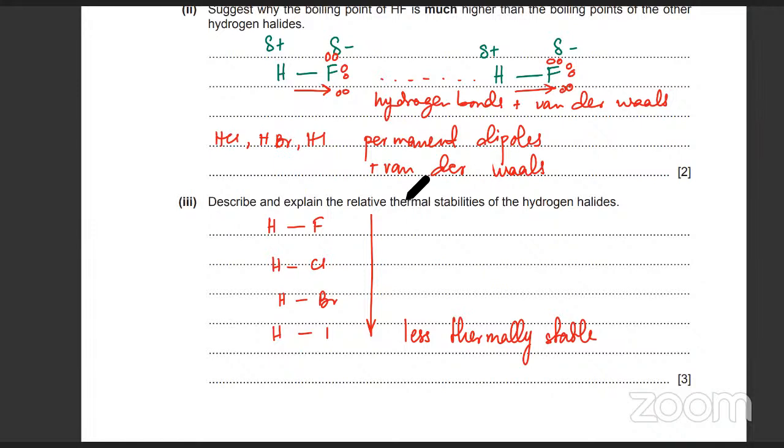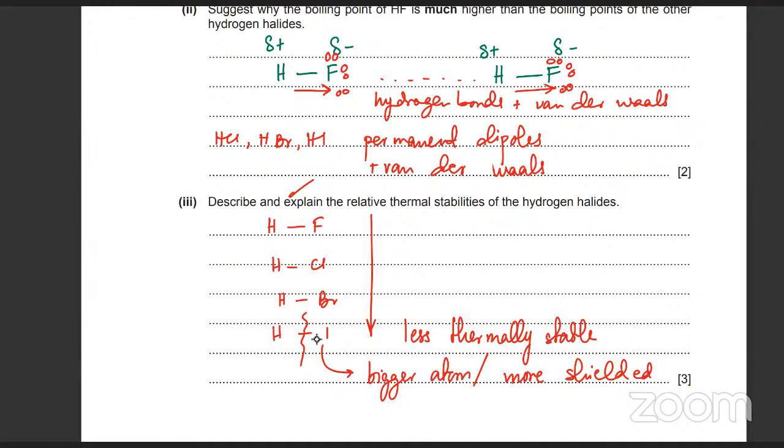Now, coming back to thermal stability, the weakest bond is this one. When you have bigger atoms, and he's asking you to explain that as well: why is HI so thermally unstable? Why does the bond break so easily? The reason is that it's a bigger atom, iodine. A bigger atom is more shielded, its nucleus is more shielded, so they're not going to attract each other's electrons that strongly.